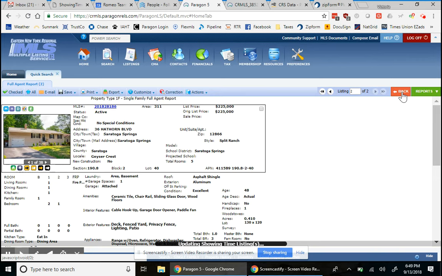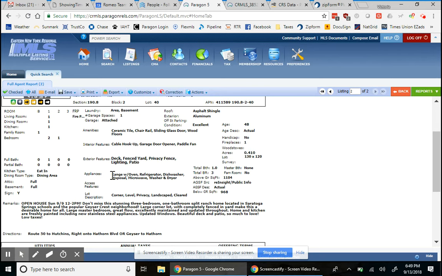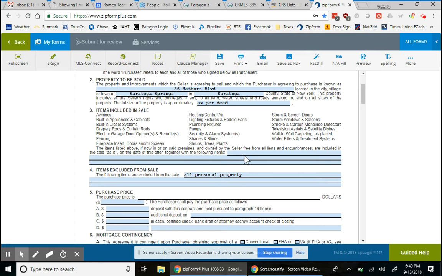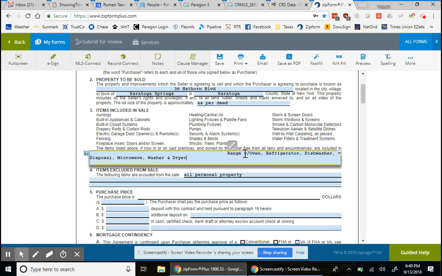To be safe, I always go straight back into the listing. I literally copy and paste from the listing straight into this paragraph, okay? Now, some will not include the washer and dryer, but your buyer may want to throw in the washer and dryer, see what they can get. You can add washer and dryer there. If there's a dehumidifier in the basement, dehumidifier.